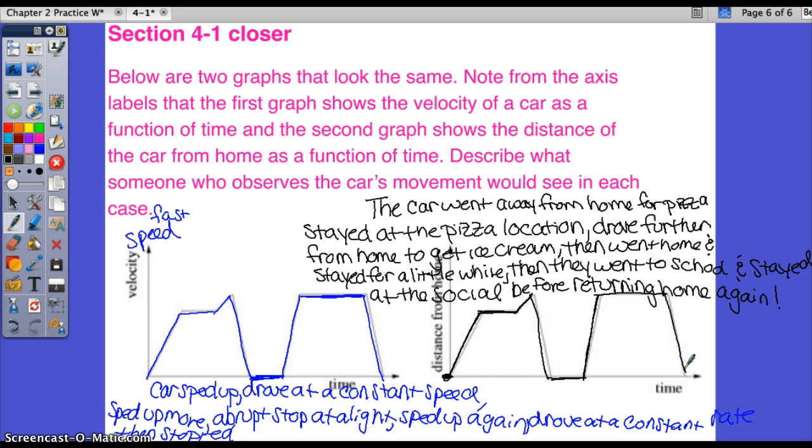So those are just two different ways. And yours could have been a little bit different, as long as you're talking about they went away from home, they stayed. They went further, they came home. They stayed. They went away from home again. They stayed, and then they went home.